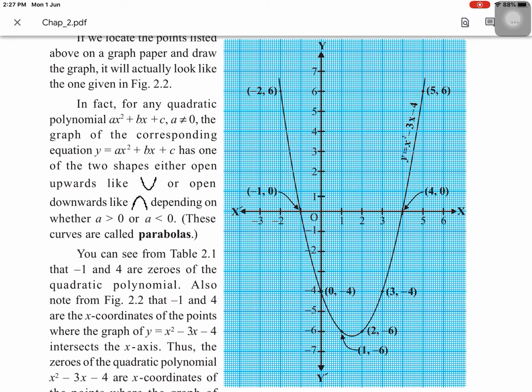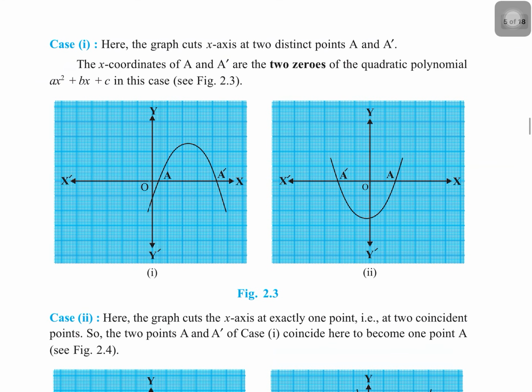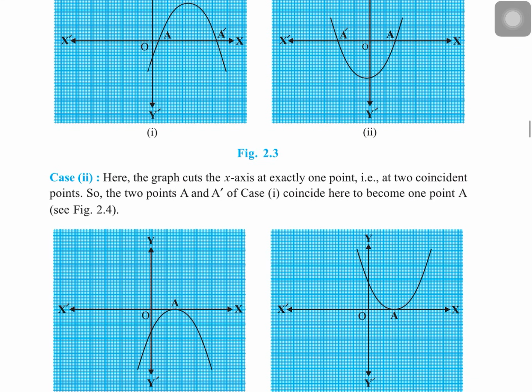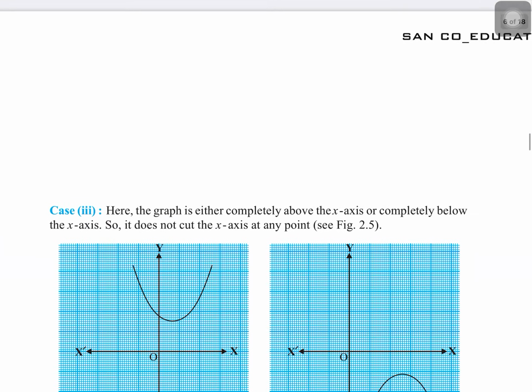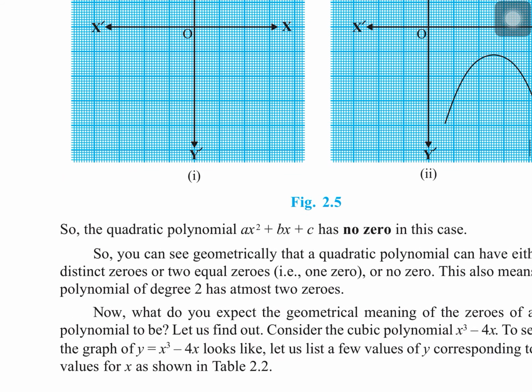And what type of graph is this? It is called a parabola. As the graph intersects the x-axis at 2 points, it will have 2 zeros. This is an upright parabola, and this is also a parabola, down opening and up opening. You may see this curve is not intersecting the x-axis. Is that clear? I will tell you more about this later today.